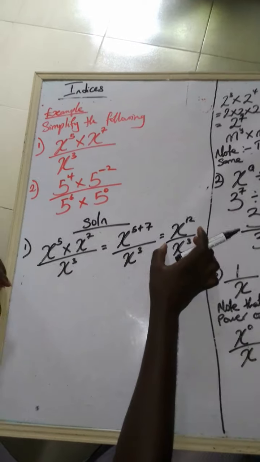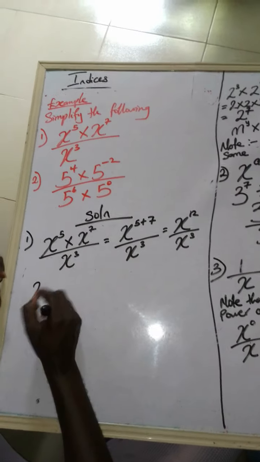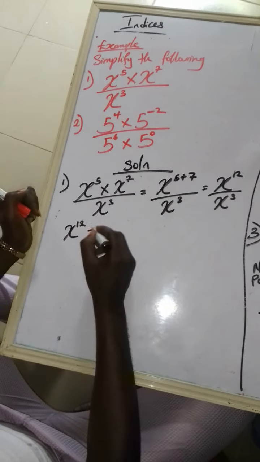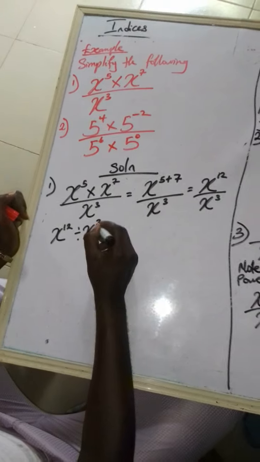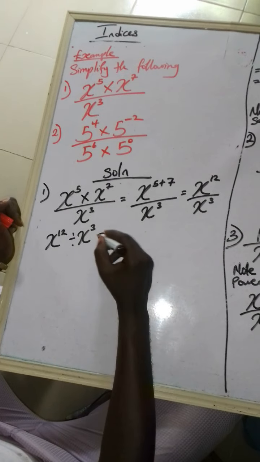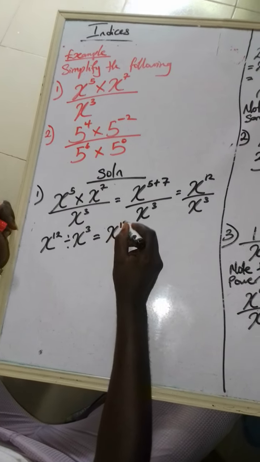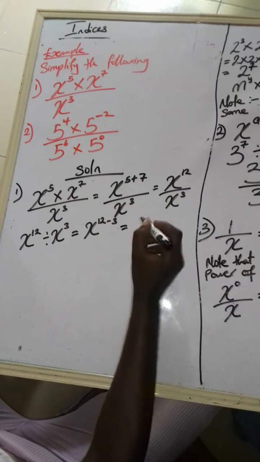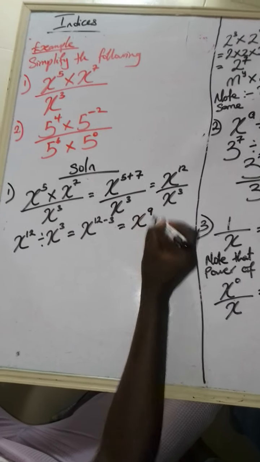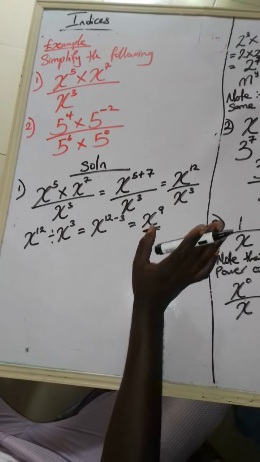Now we have a division in between them. We can write this by saying x raised to the power 12 divided by x raised to the power of 3. So we are going to have the variable x raised to the power of 12 minus 3, and this will give us x raised to the power of 9. So you can see it's as simple as that.